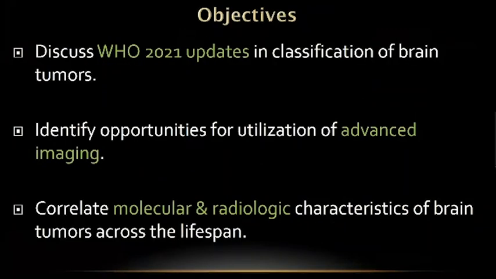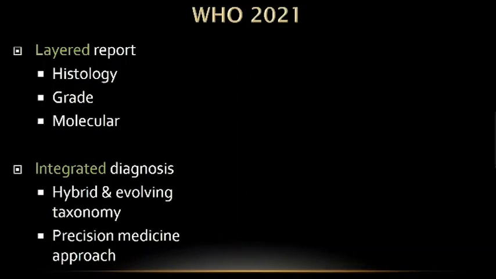So today we will discuss the World Health Organization 2021 updates and classification of brain tumors, which has several important molecular, in particular, updates. Identify opportunities for utilization of advanced imaging, so not just our basic medical imaging, but cutting-edge techniques that help describe tumor biology, and then correlate the molecular and radiologic characteristics of brain tumors across the lifespan, both adult and pediatrics.